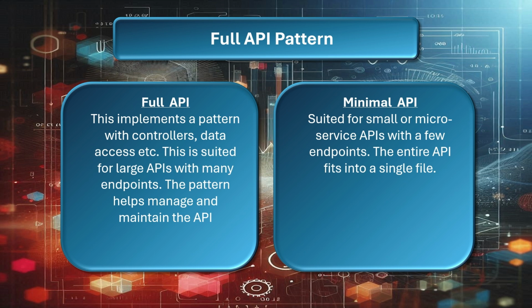The full API pattern, with controllers, services, data access, models, etc., helps to manage and maintain larger APIs. Think in terms of an API where its endpoints can be arranged in more than one logical section. For example, endpoints for the HR section and endpoints for the sales section, etc. In this video, we'll demonstrate implementing the full API pattern in .NET 9.